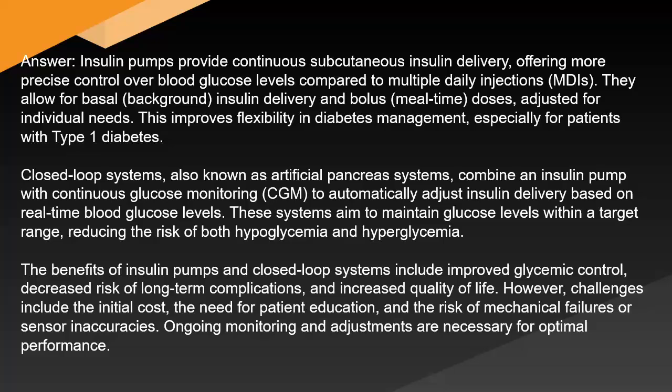Closed-loop systems, also known as artificial pancreas systems, combine an insulin pump with continuous glucose monitoring (CGM) to automatically adjust insulin delivery based on real-time blood glucose levels. These systems aim to maintain glucose levels within the target range, reducing the risk of both hypoglycemia and hyperglycemia.